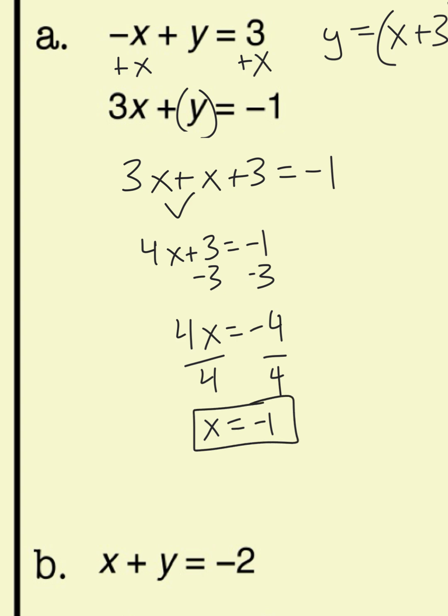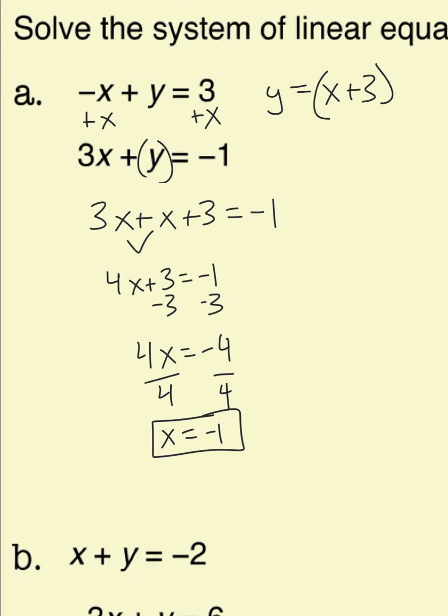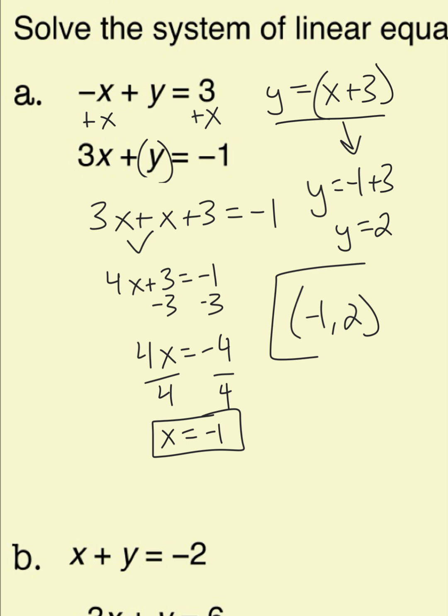Again, this is half of our solution. Now we take that x equals negative 1 and substitute it to solve for y. I'm going to use this equation since I already got y by itself. So I'm going to say y equals negative 1 plus 3. Negative 1 plus 3 is 2, so y equals 2. So my ordered pair is negative 1, 2. My solution is negative 1, comma 2.